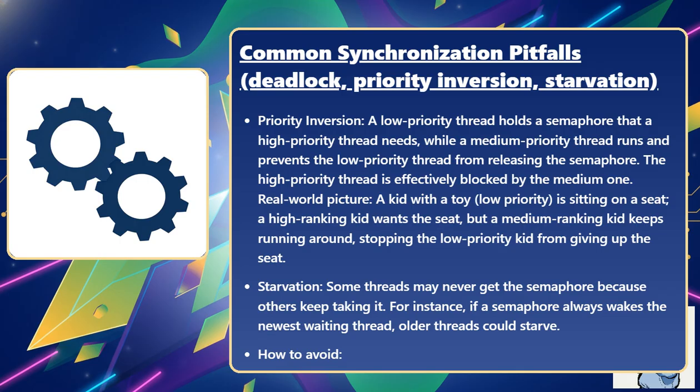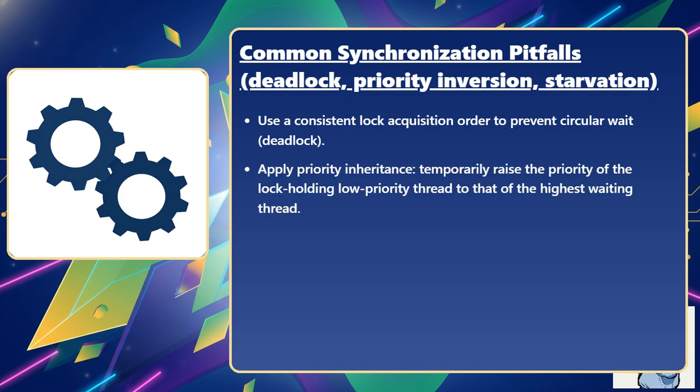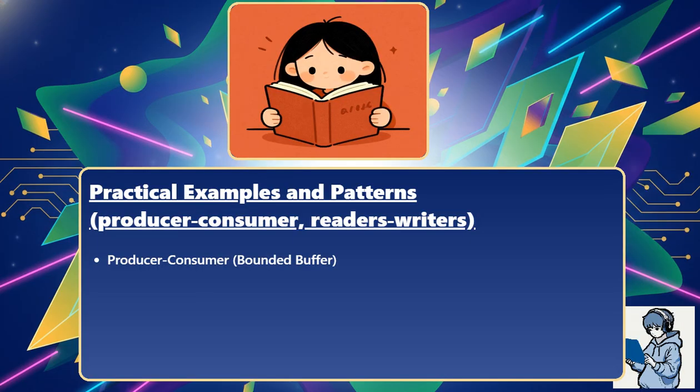How to avoid? Use a consistent lock acquisition order to prevent circular-wait deadlock. Apply priority inheritance: temporarily raise the priority of the lock-holding low priority thread to that of the highest waiting thread. Choose fair queuing, FIFO, for the waiting list so that every blocked thread gets a turn, reducing starvation.